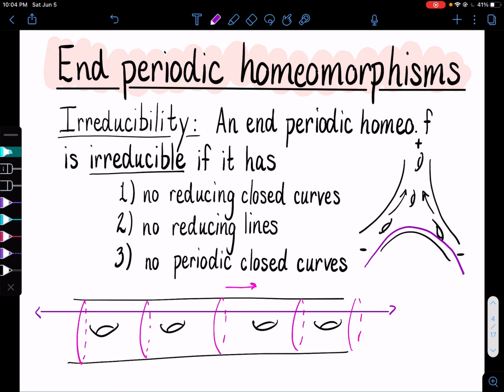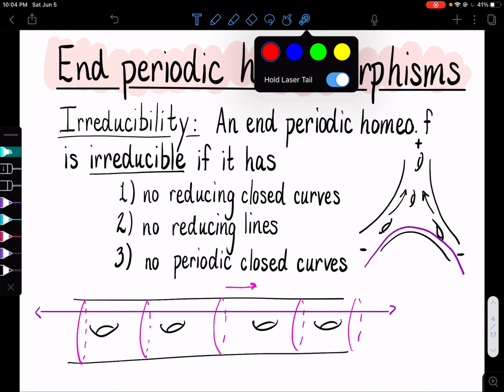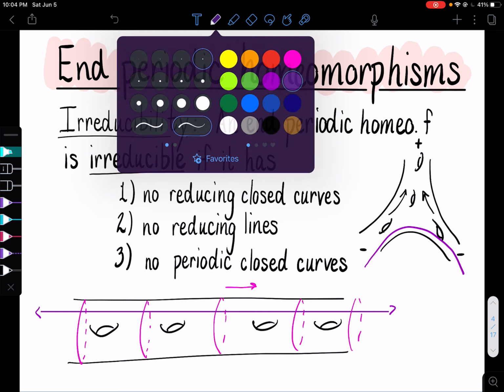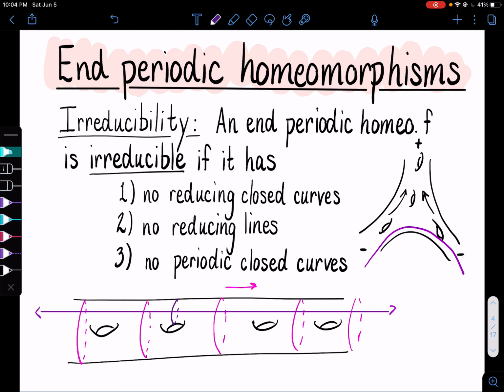Okay, so I could also have a reducing line that goes, for example, from a repelling end to a repelling end. Okay, and then I also don't want there to be any periodic curves. So a periodic closed curve is like a reducing curve, except instead of just flowing from one end out the other, I also would want to not have any curves that bounce around in some compact region. So for example, I wouldn't want to have a curve like this that maybe gets sent to here, and then gets sent to here, and then to here, and then back. Okay, so like this little cycle. I'd think of that as being a periodic curve. So I don't want anything like that happening.